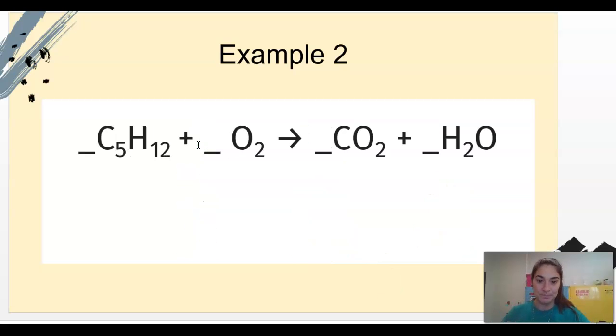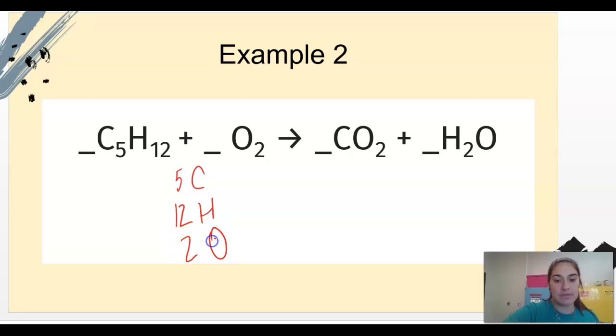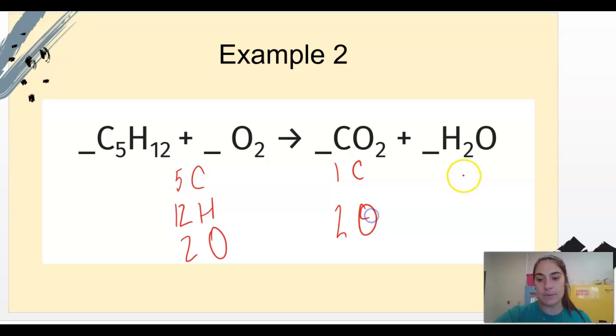Let's do another. So again, I'm going to list out what I have. Carbon, I have 5. I have 12 hydrogens and 2 oxygens. Reminder, I'm just using the little subscripts to tell me how many of each atom I have. I'm also listing my oxygen separately since it's in 2 different places. So then from there, I do hydrogen, then carbon, then oxygen.